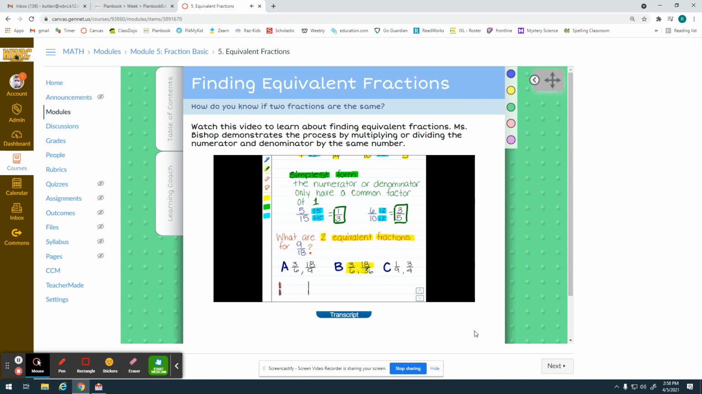That's right, your answer is B, 3/6 and 18/36. If we look at the first one, 3/6, we see that 9 over 18, if we divide both numbers by 3, the same number, we get the equivalent fraction of 3/6. And the same thing with 9/18. If we multiply both the numerator and denominator by 2, we get 18 over 36.